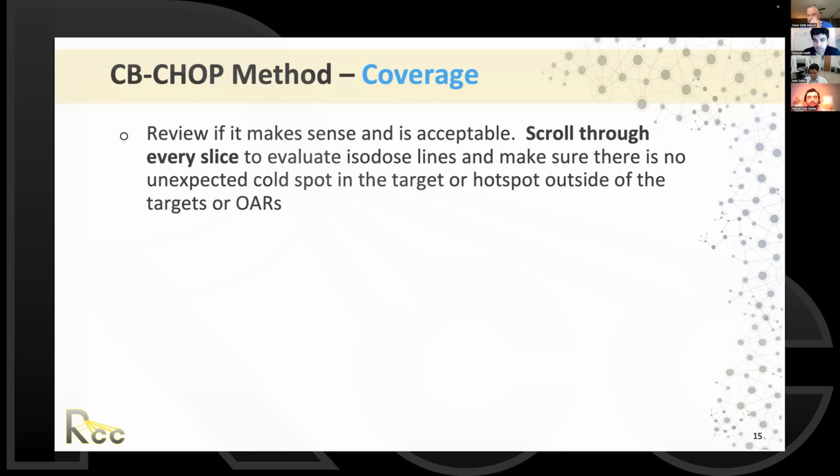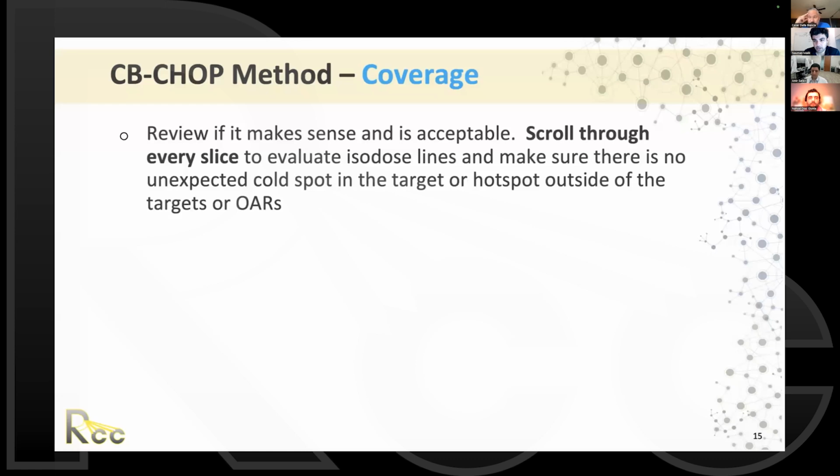I wanted to add at this point, this is probably one of the most important slides, because as you build up your experience in doing plan reviews, you can look at the isodose lines and scroll through and figure out how the optimizer is functioning.